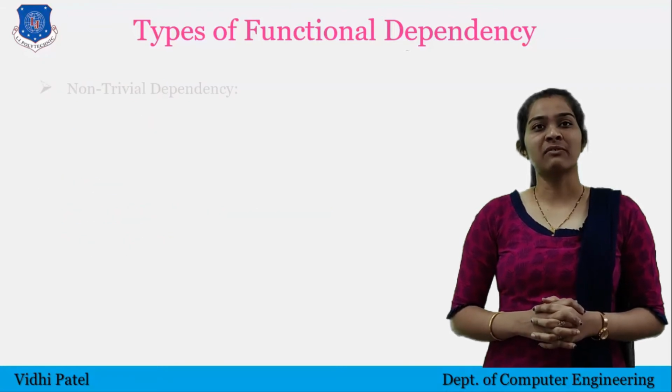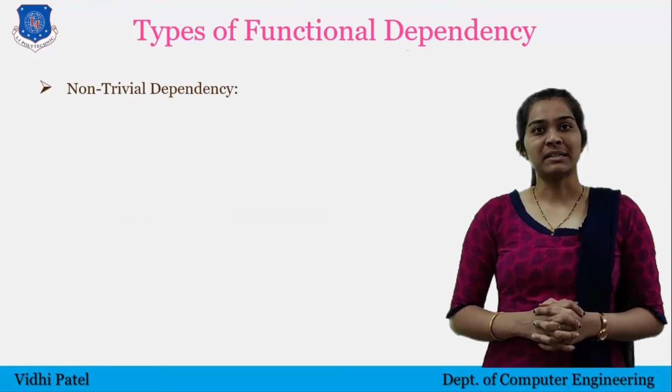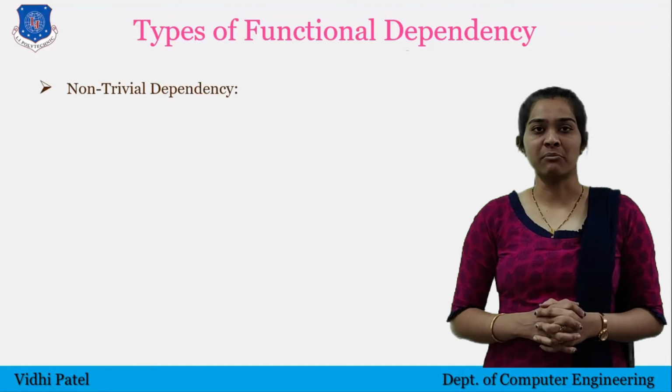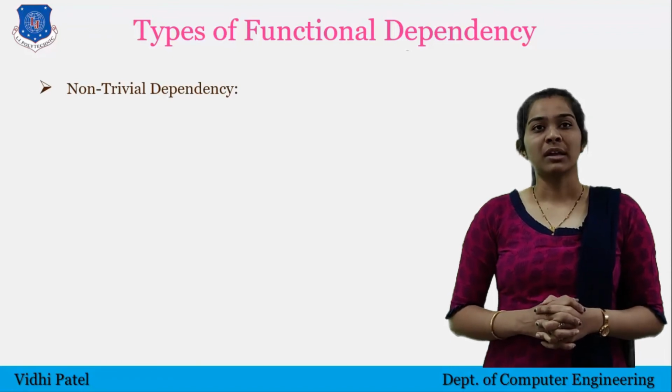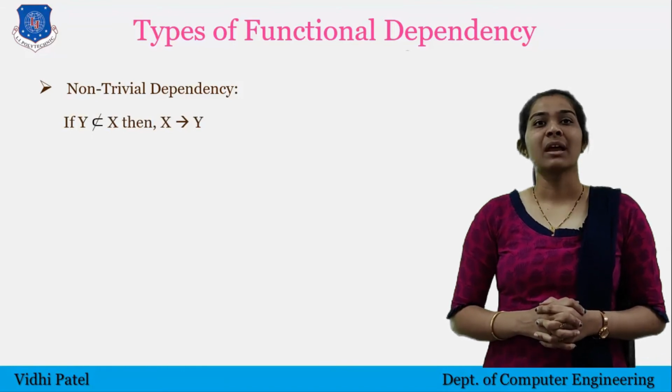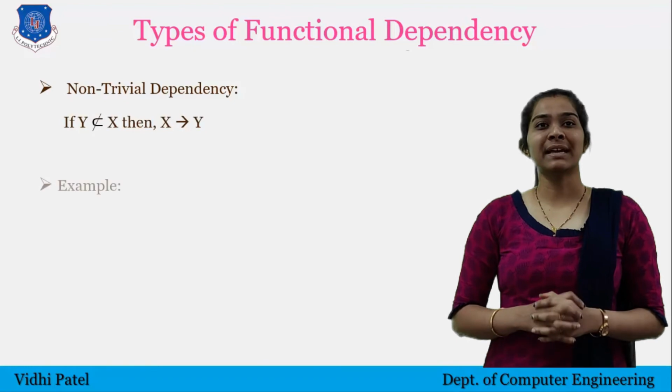Next one is non-trivial dependency. If the right-hand side attribute is not a subset of the left-hand side attribute, then it is known as non-trivial dependency. So here, if y is not a subset of x, then this dependency is known as non-trivial dependency. I am explaining it by giving an example.